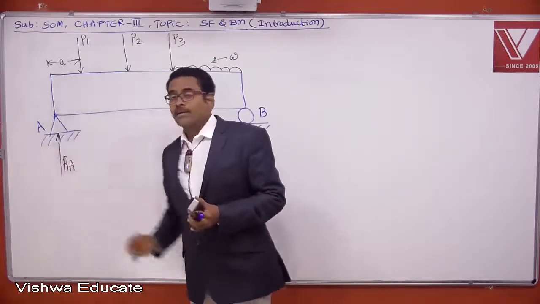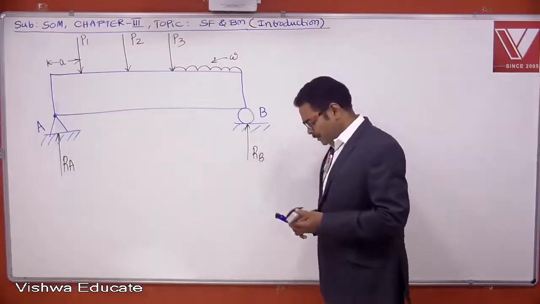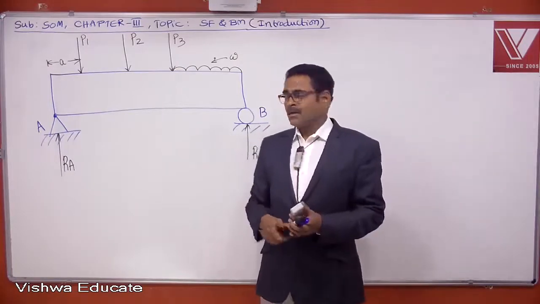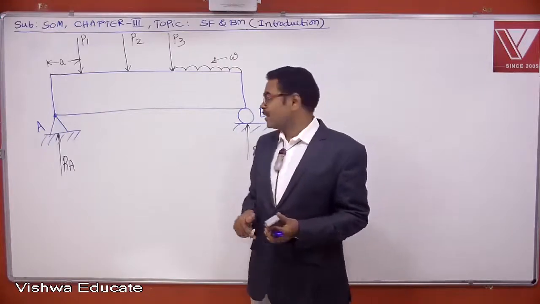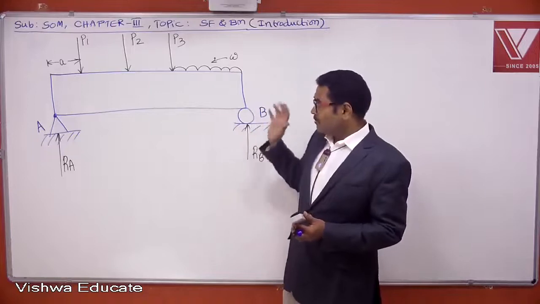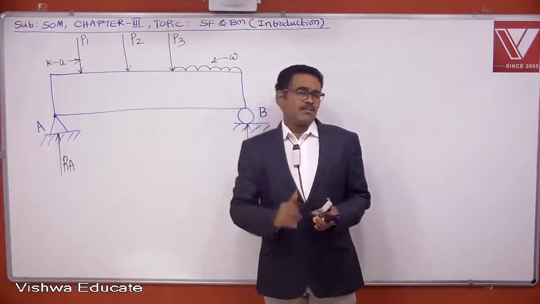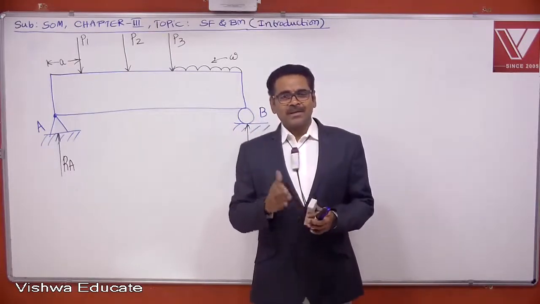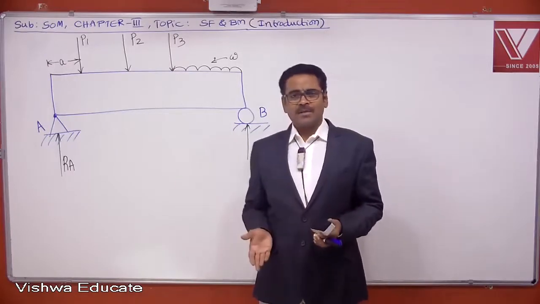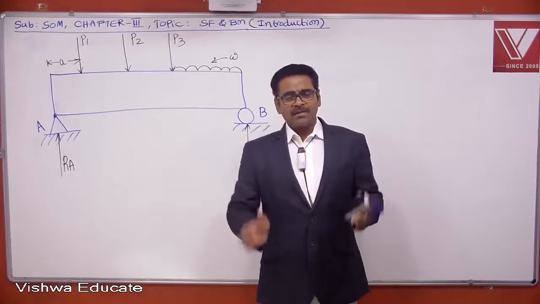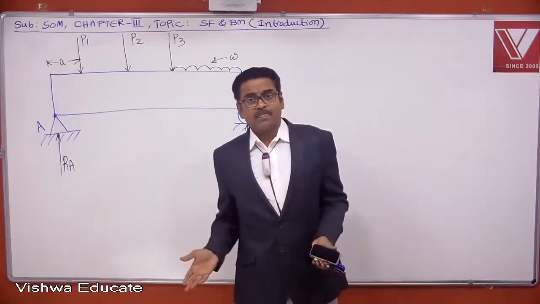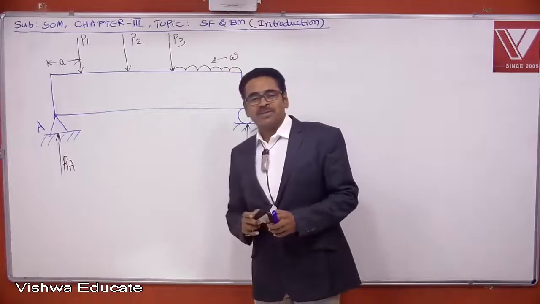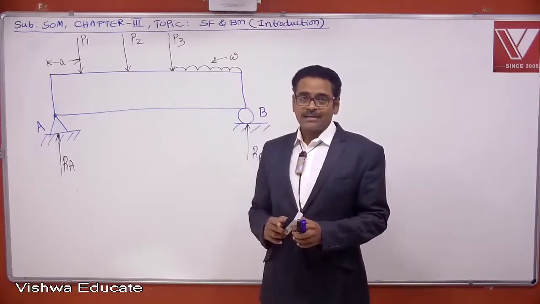No horizontal reaction, okay? And all of us know this beam is in static equilibrium. So a beam is a static structure, right? So the beam is always in static equilibrium. If this beam is in static equilibrium, every section of the beam will also be in static equilibrium. If a building is in static equilibrium, every portion of the building will also be in static equilibrium. Every wall, every column, every beam, every brick, every point. Right? So this beam is in static equilibrium and every section of this beam will also be in static equilibrium.